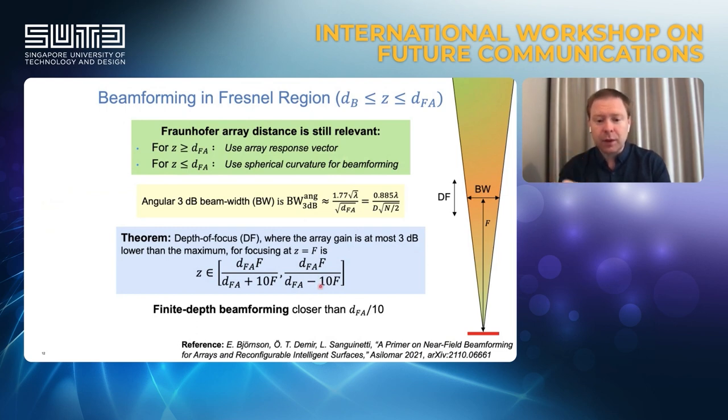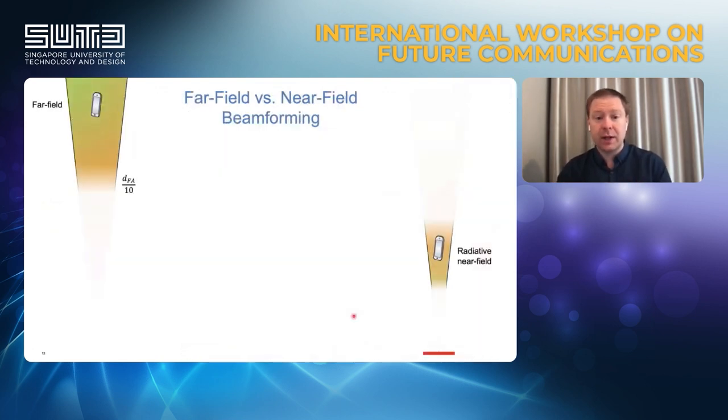And, of course, if the Fraunhofer array distance is equal to 10 times the focus distance, then you get a divide by zero here, and that is when this should be replaced with infinity. So, at distances that are shorter than the Fraunhofer array distance divided by 10, when the focus distance is like that, well, then the beam will end behind you and doesn't continue towards infinity. So, here's another illustration of that.